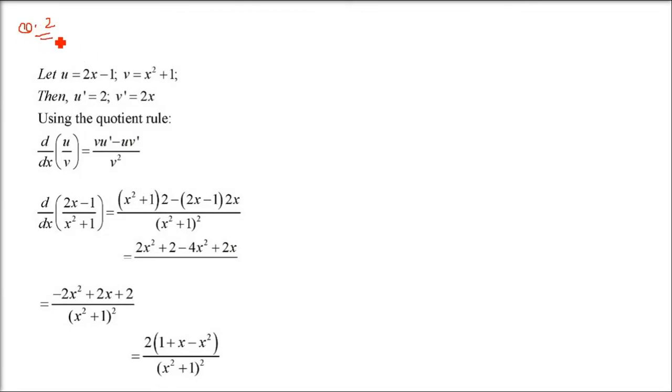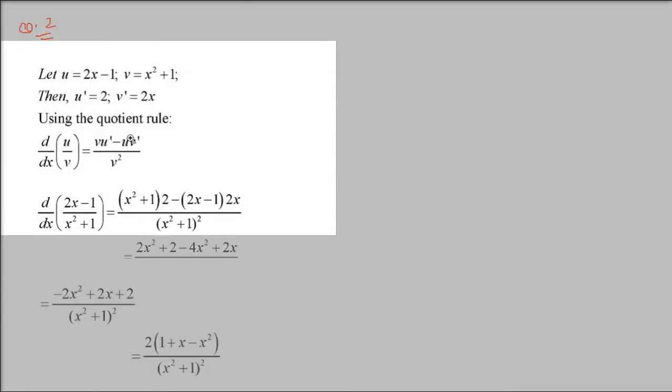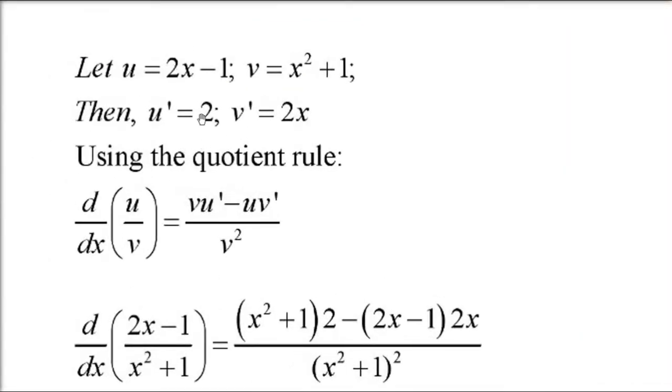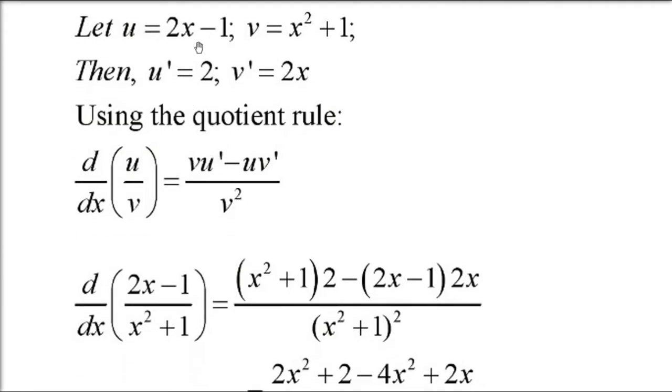This is question number 2 now. Wherever an NCERT question comes, I will tell you. So I will show you here only. u is 2x minus 1, so u dash will be, x is 1, so 2. v is x square plus 1, so v dash is 2x. And we'll take this v whole square, so x square plus 1 whole square.